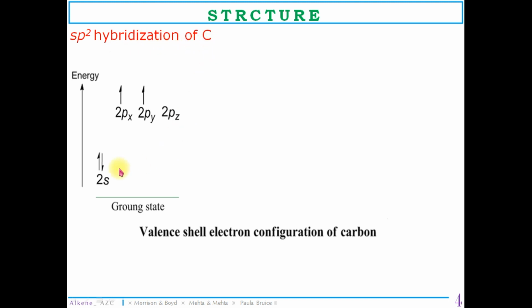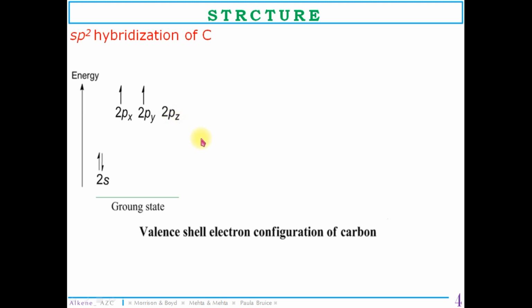For this, we have to see the valence shell electron configuration of carbon. Here is the ground state electron configuration. This indicates the energy level, where the outer shell contains 4 electrons, out of which 2s contains 2 electrons, 2px and 2py have 1 electron each, and 2pz is an empty p orbital.